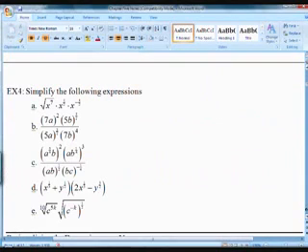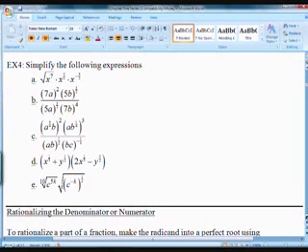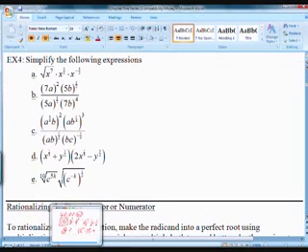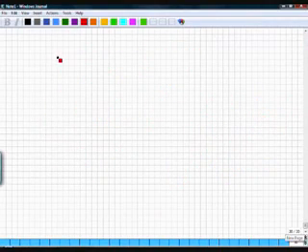Now let's go to some ugly problems. Example 4. We're already nearly finished for the day. The square root of x to the 7th times x to the 5 halves.